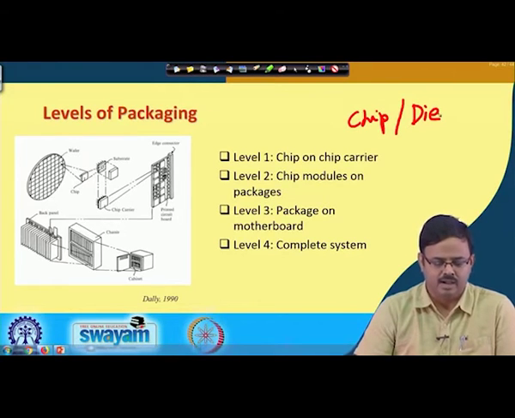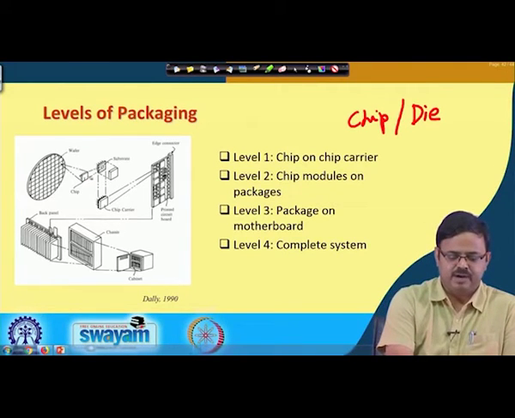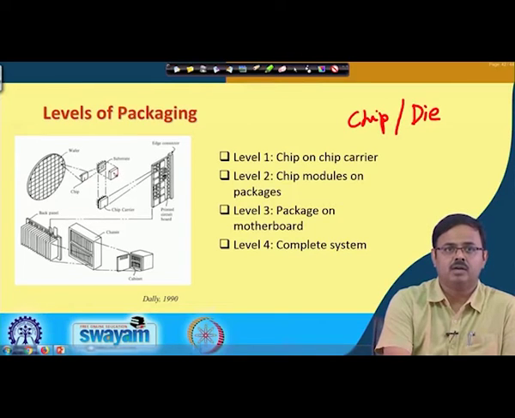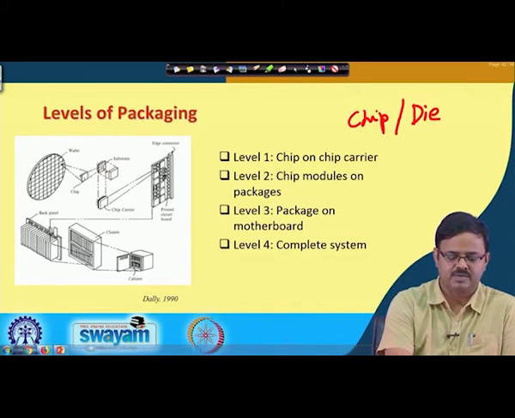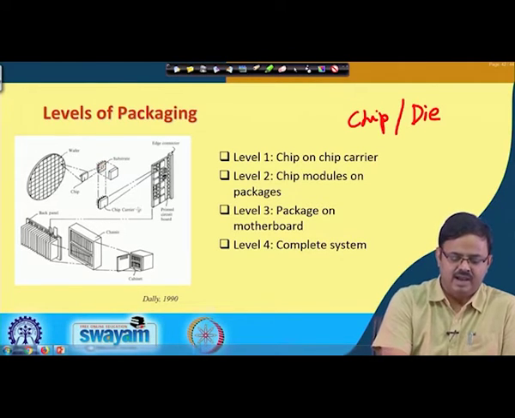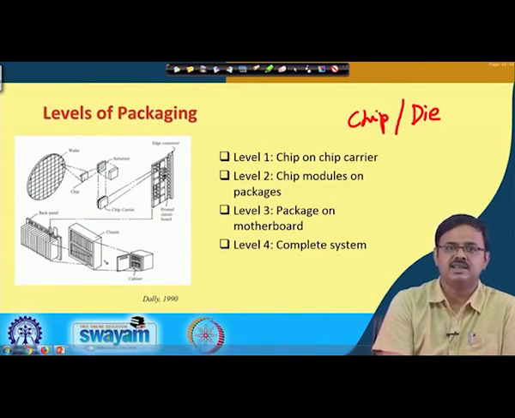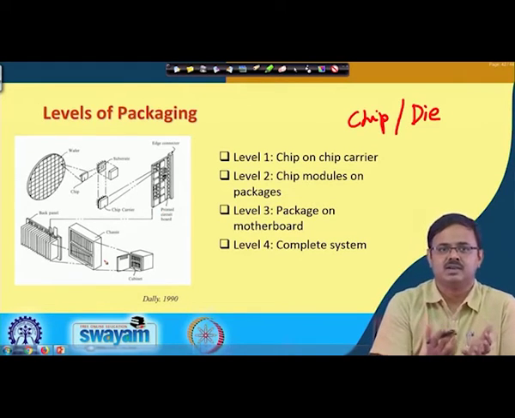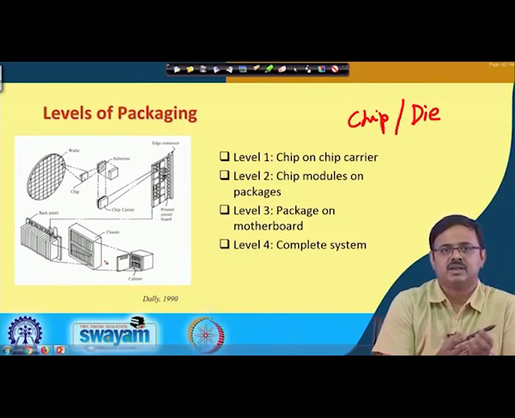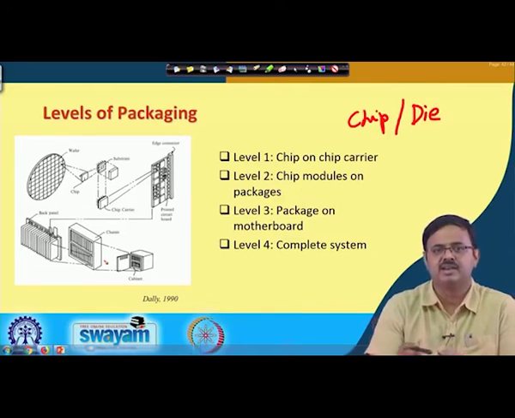Okay. Then this chip comes, and then what happens is it goes into what is called a chip carrier. There is a substrate with various pins and what are called interconnects, and then the chip carrier goes into a wiring board, and then the wiring board goes into a chassis, and the chassis has its enclosures, etc., and forms a complete system. So these are the different levels of packaging.